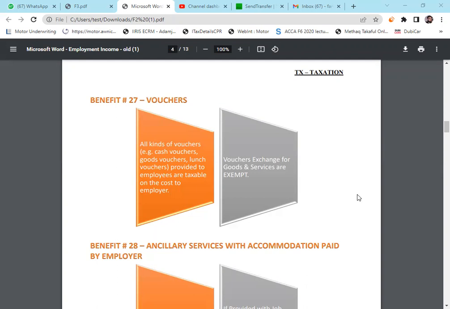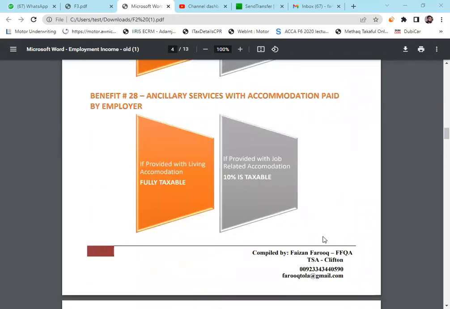In this video, we are going to discuss ancillary services with accommodation benefit. Benefit number 28 from our handout. This benefit comes along with accommodation benefit. We have two types of accommodation. One is job related and another is living accommodation.